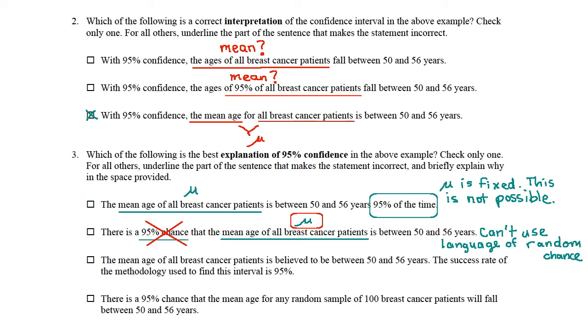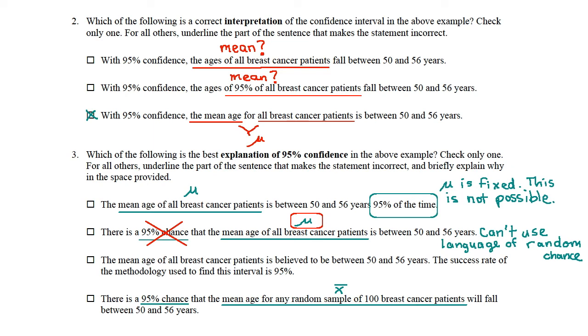Now let's jump down to the last description. There is a 95% chance right off the bat. We know that that's a little scary, but look, it does describe X bar, right? It does actually describe a sample statistic. So at least using the language of random chance with a sample statistic is correct. However, we know that the real meaning of the confidence interval is that it's where we believe that mu is.